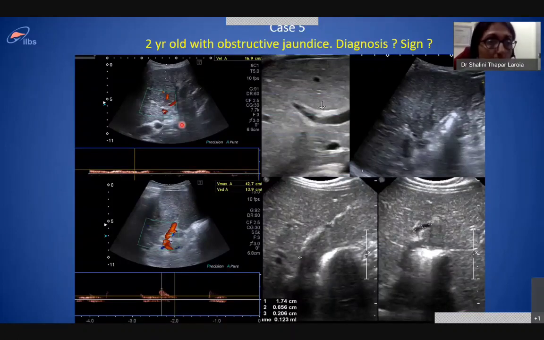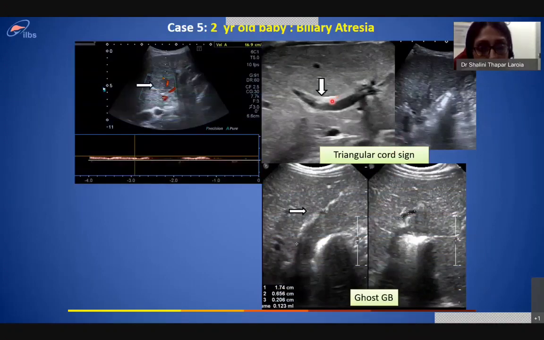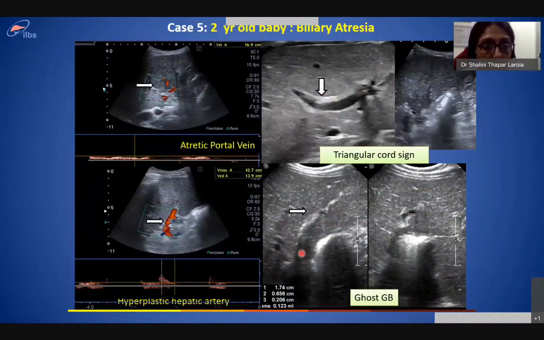Next case, you have a 2-year-old child with obstructive jaundice. What is the diagnosis and what is the sign that you see in these images? So now again, I have 4 ultrasound B mode images and I have 2 Doppler images for you. Now, yes, I have a candidate writing what is the appearance. Very good. So yeah, this candidate already has the answer to this. This is excellent. This is nothing but biliary atresia. This is a triangular cord sign. This is a ghost gallbladder, and that's the other features associated with it.